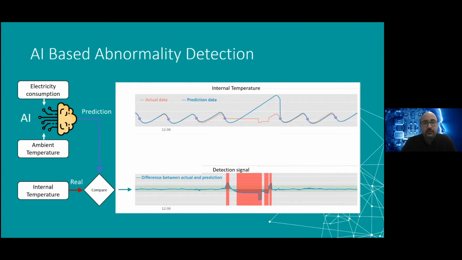By these 2 factors, we are able to predict the temperature inside the fridge. As you can see in the chart, the blue color is showing the prediction model, and the red color chart is showing the actual data. You can see they're following each other.